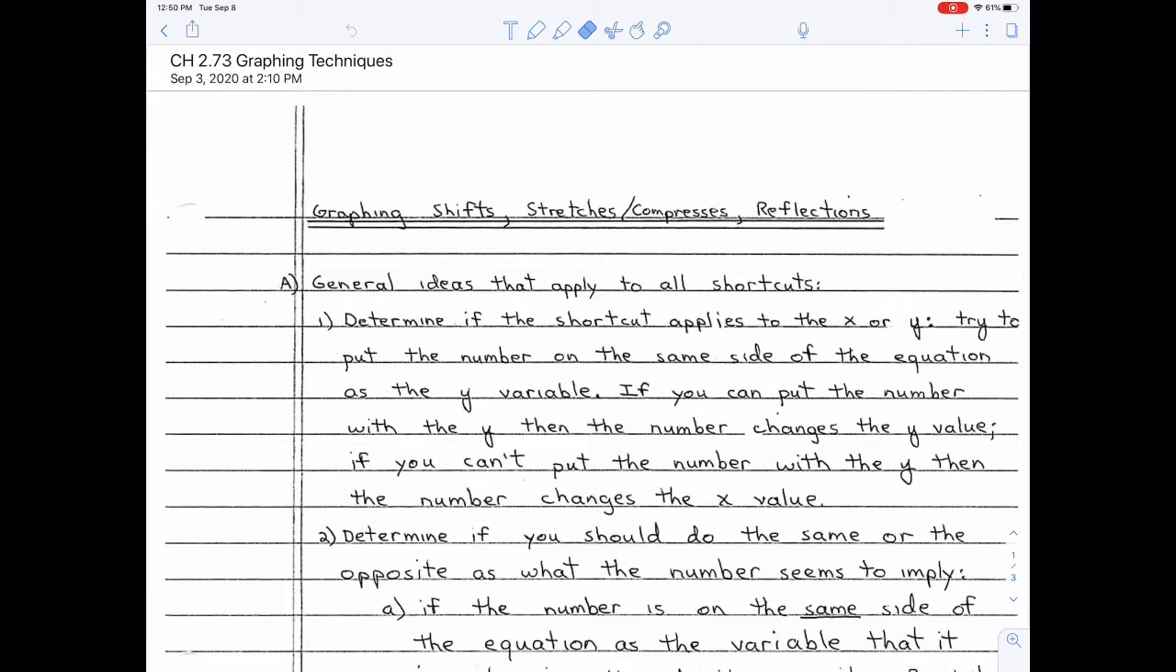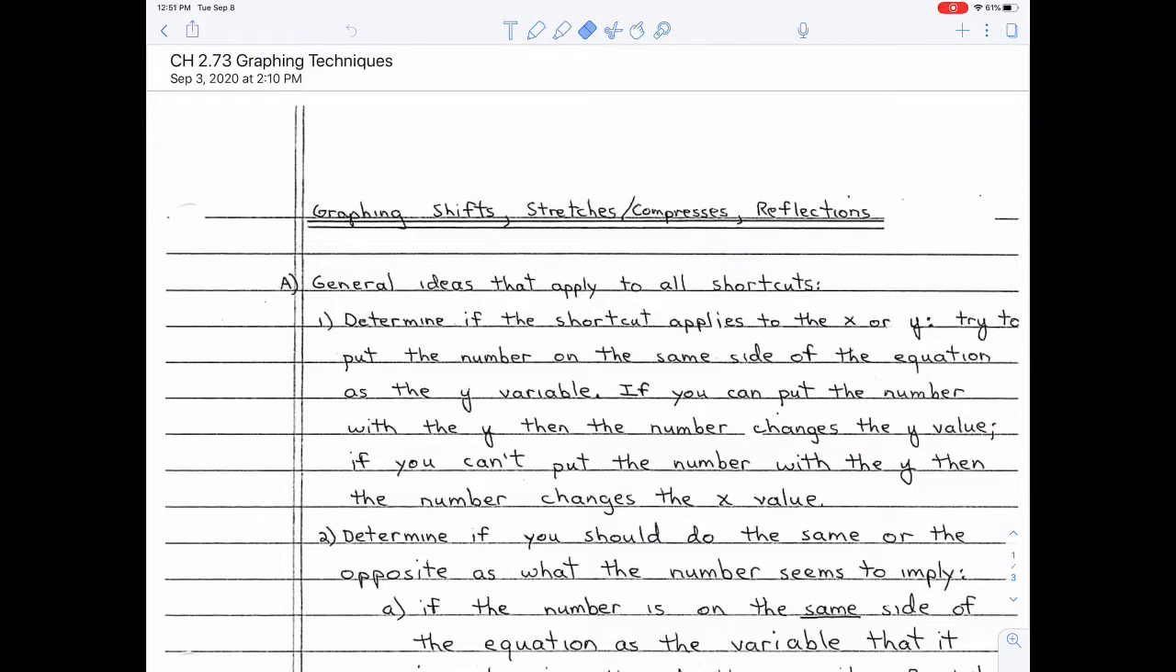By the way, the thing I'm going to start off with today is the same idea that we dealt with in the shifts. And that is, are we changing the x or the y? And second, do you do the same as what the problem says or the opposite of what the problem says? I'm not changing that at all. I'm just applying it to the stretches, compressions, and reflections, whereas last time I just applied it to the shifts.